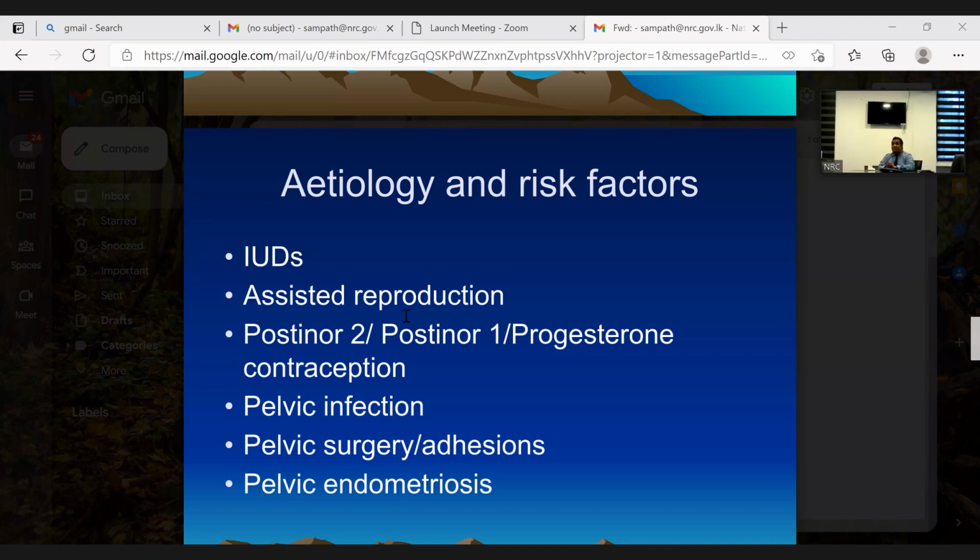And then pelvic infection, pelvic surgery, and pelvic endometriosis are also known to cause ectopic pregnancy. If you get a patient with pelvic endometriosis suddenly becoming pregnant, offer a scan. If the patient had a previous tubal surgery, previous ectopic pregnancy, offer a scan. If the patient has a pelvic infection, if the patient has taken Postinor 2 and she didn't get the period and beta HCG is positive, think of ectopic pregnancy.